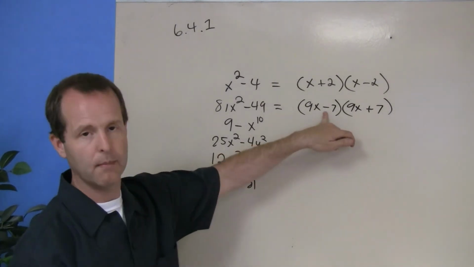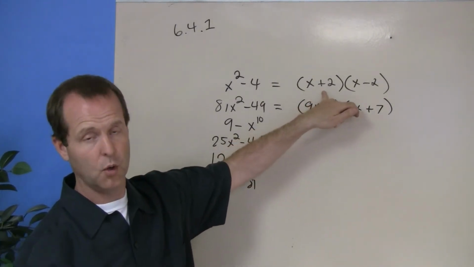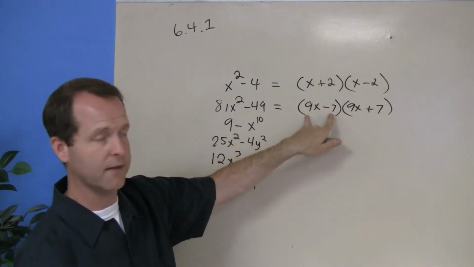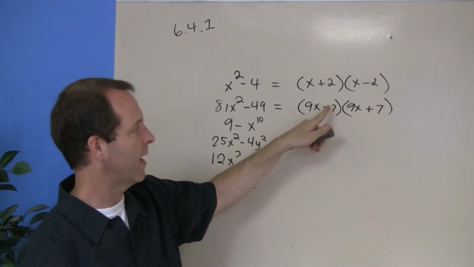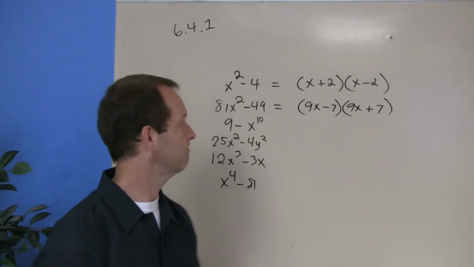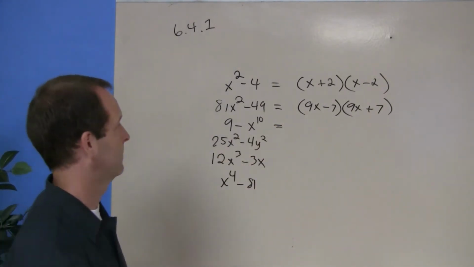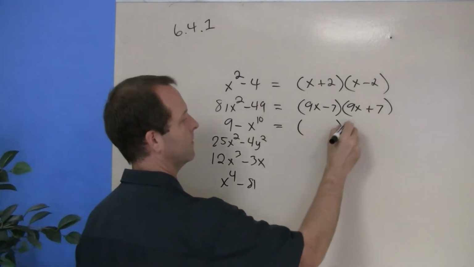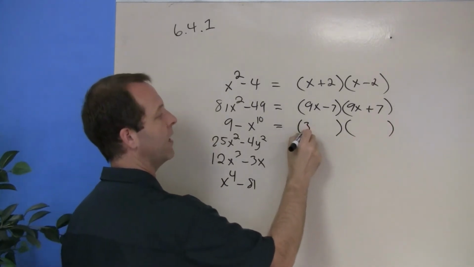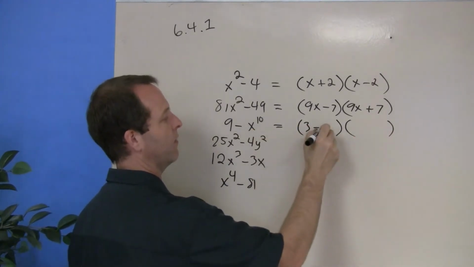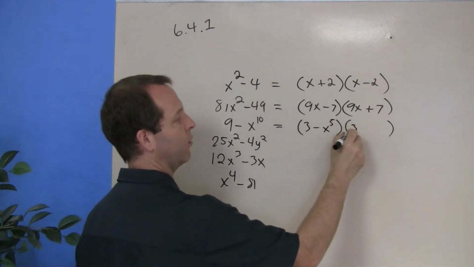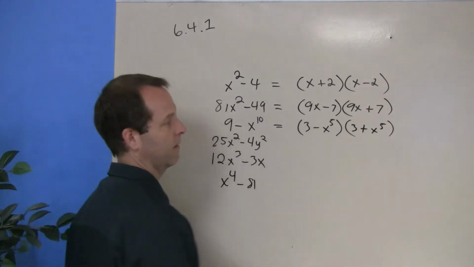It doesn't matter if you have the minus first or the plus first. What matters is that both of these terms will have the same digits, and one will be a minus, one will be a plus. The next one, 9 minus x to the 10th. I'm going to have 3 minus x to the 5th and 3 plus x to the 5th.